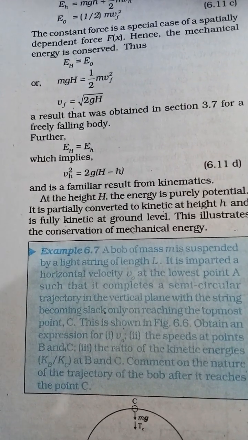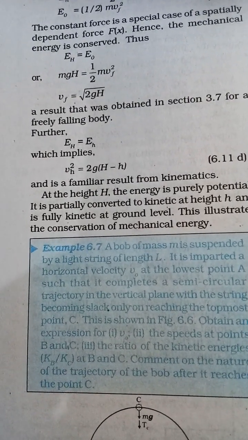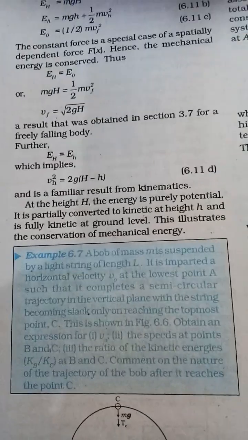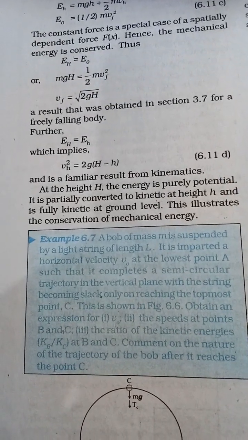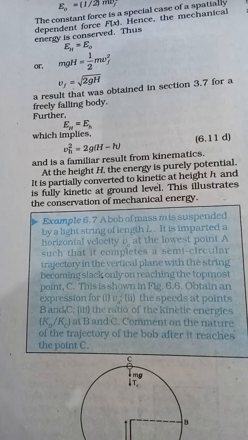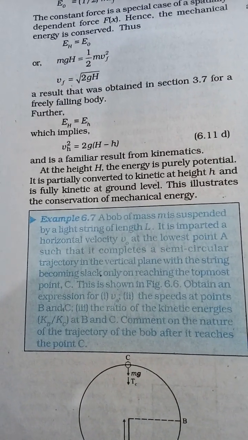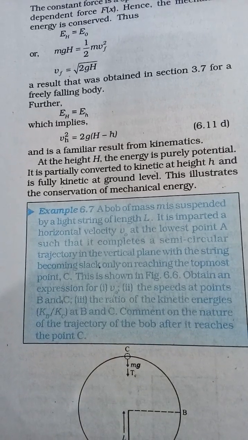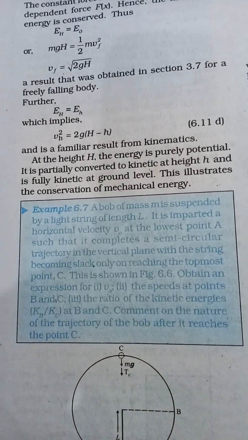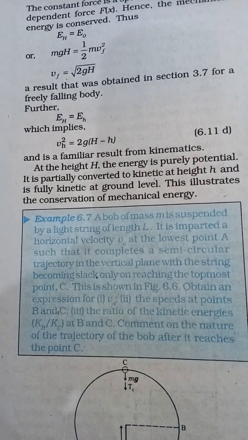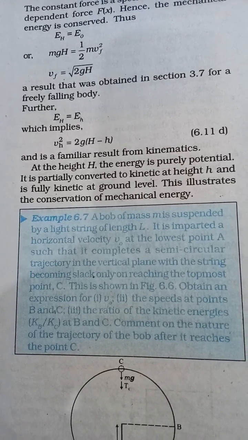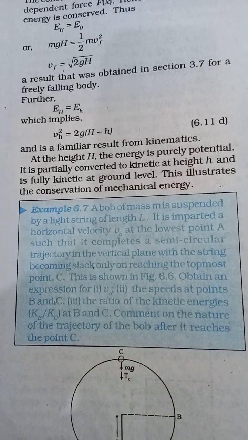Further, EH is equal to Eh, which implies v square h is equal to 2g(H minus h), 6.11d, and is some familiar result from kinematics. At the height H, the energy is purely potential. It is partially converted to kinetic at height h, and is fully kinetic at ground level. This illustrates the conservation of mechanical energy.